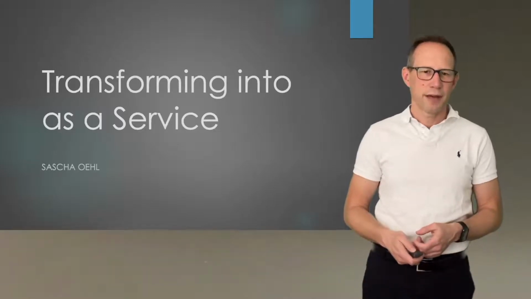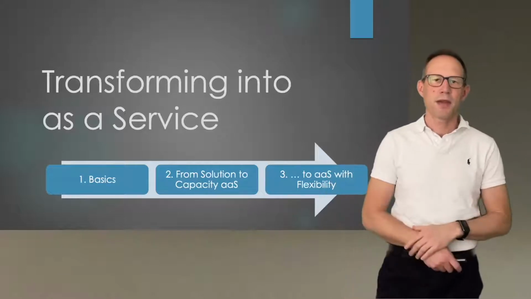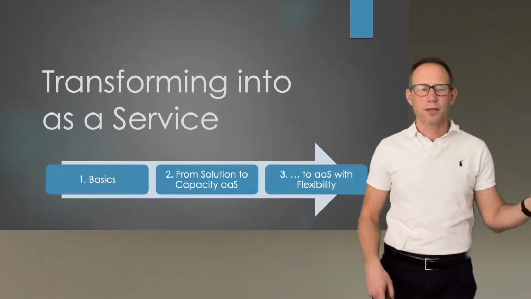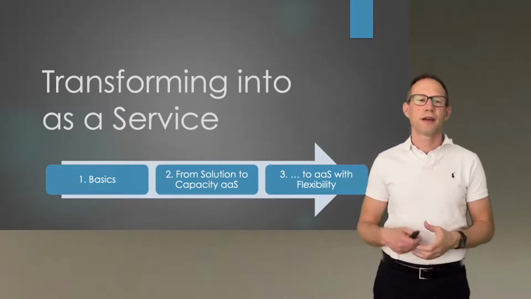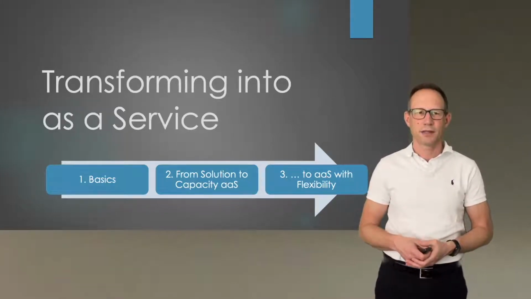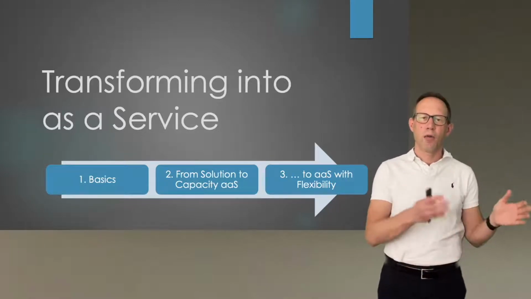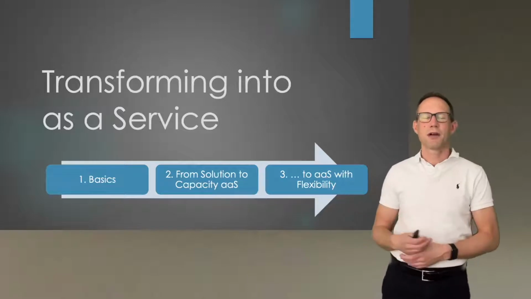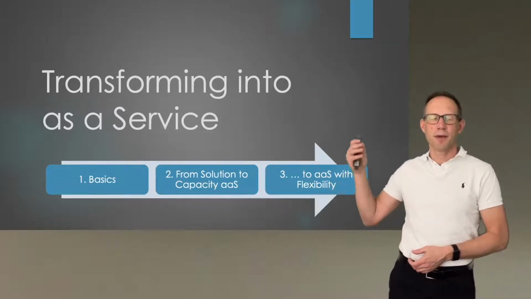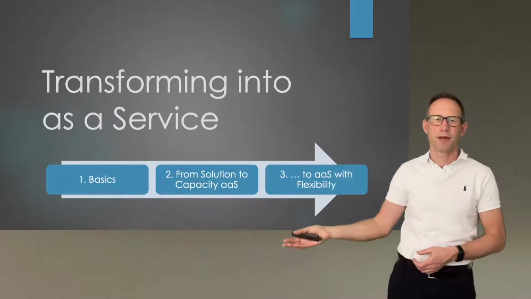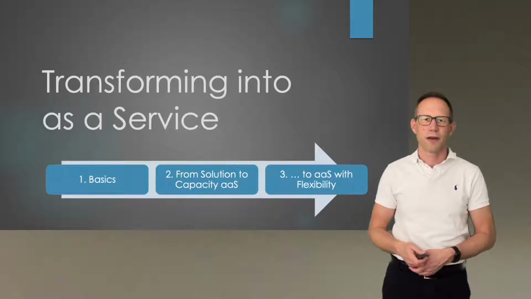So what we're doing today, we're looking into the second module of our 3-module journey. In the first module, we've discussed the basics, the wordings that we have to look for in a contract when we go in as a service. In today's session, we look into how we get from a solution into a capacity as a service. And then in the next session, we add some other as a service stuff, put some flexibility on top, to make it a full scalable as a service offering.